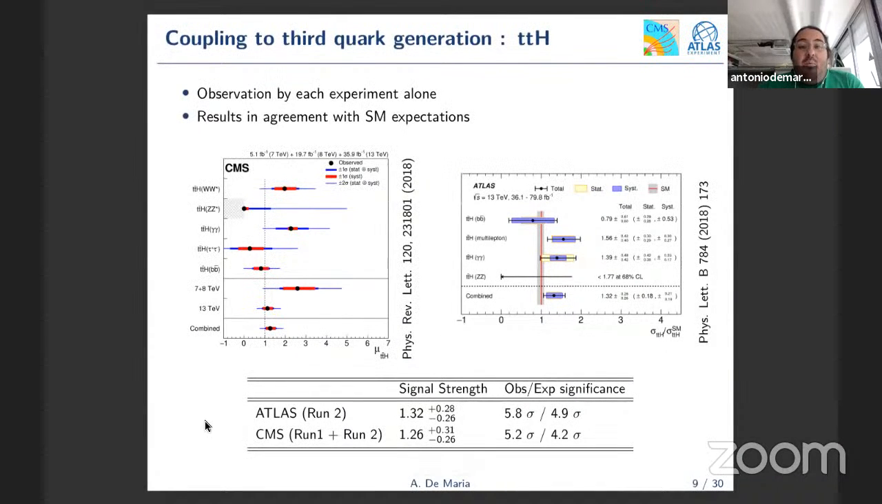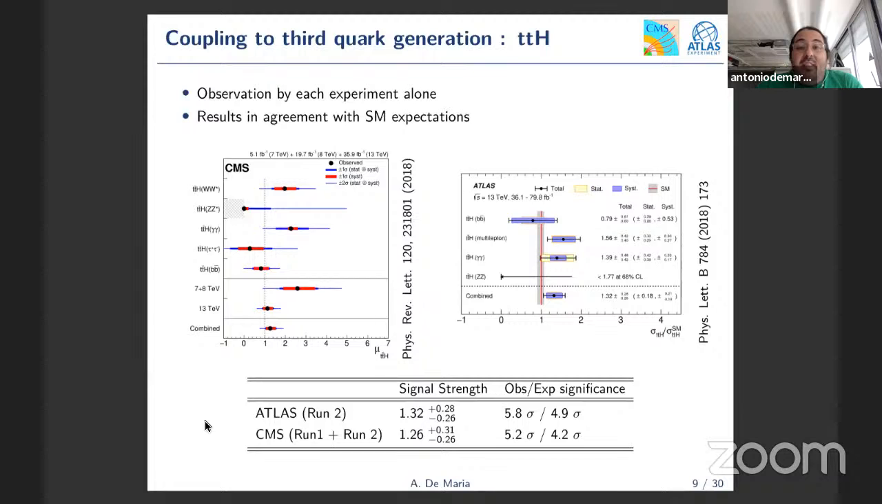So next one, we'll move from the coupling with the bosons to the coupling to the fermions. So let's start with the third quark generation, through the ttH mode. From the experiments, the results that you see in this slide are, say, from 2018, both of them.